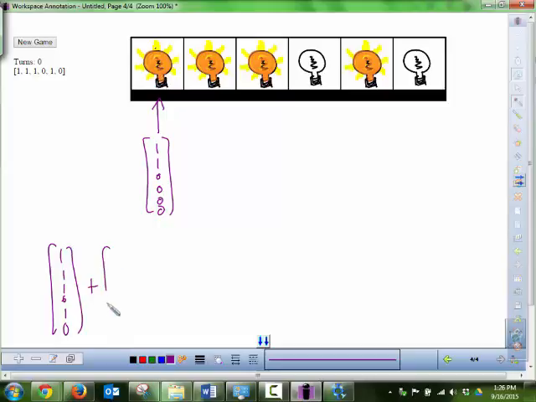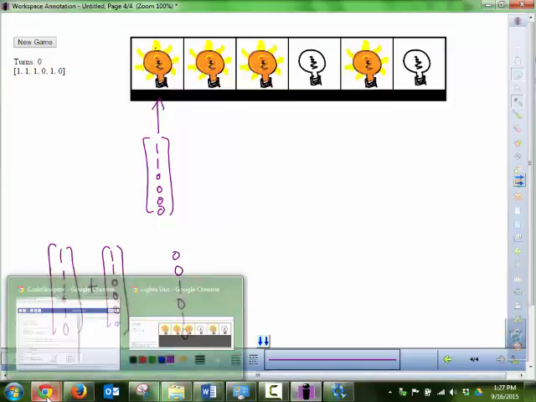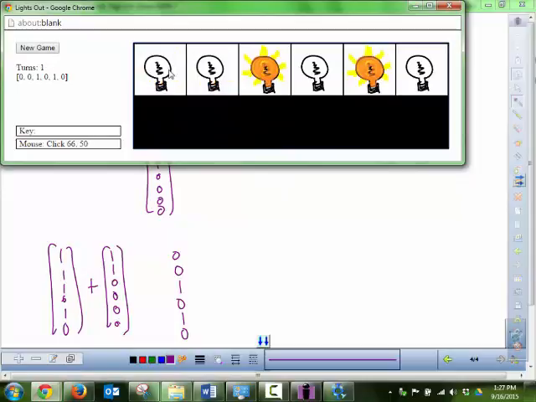And then if we add 110000 to it, we're going to get 1 + 1 is what? 0. 1 + 1 is 0. 1 + 0 is 1. Then 0, 1, 0. So this should be our new vector, right? We can double check on that. Let's go back to the game and click on the first one. And then we got the vector 0, 0, 1, 0, 1, 0. And that's displayed over there. Okay.